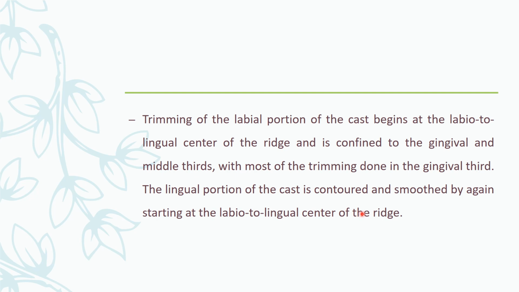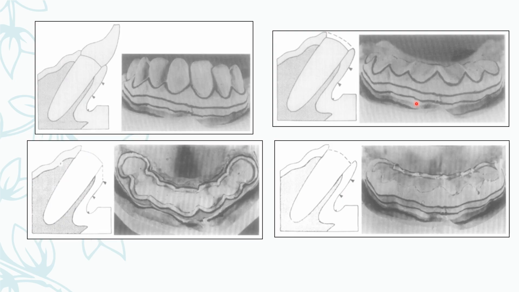The lingual portion of the cast is contoured, smoothened, and again placed and smoothened again, by starting at the labio-lingual center. Okay, so you can see they're just showing you the guide of how you can trim. Okay, so starting from here, and then you'll trim a little bit. Okay, you can just appreciate the photos.